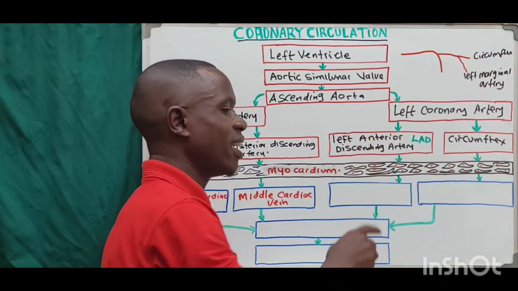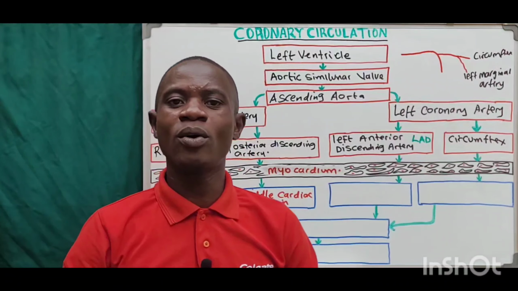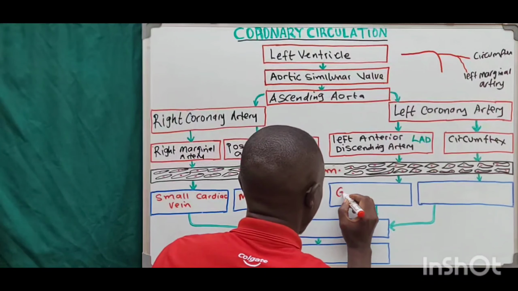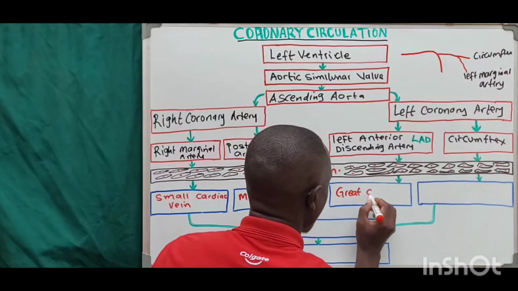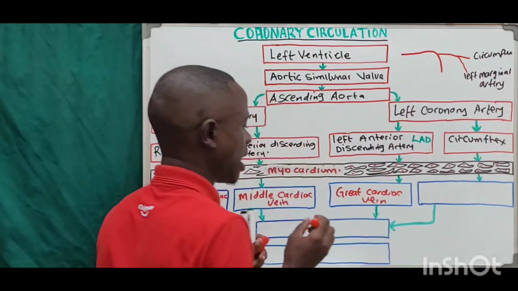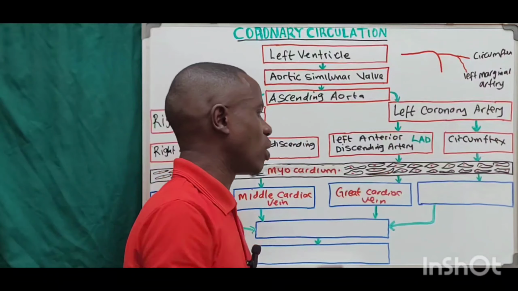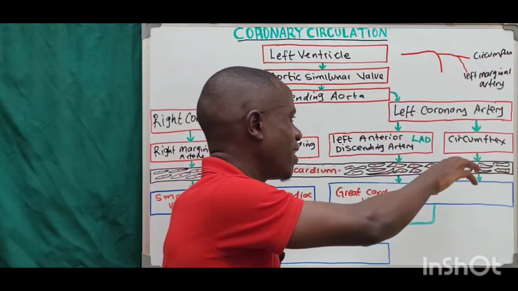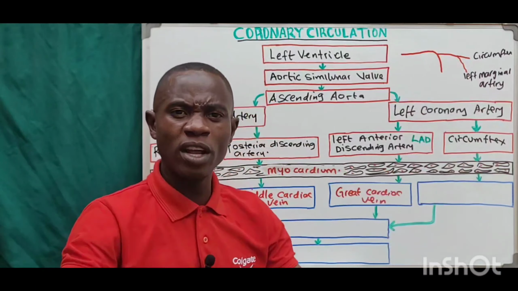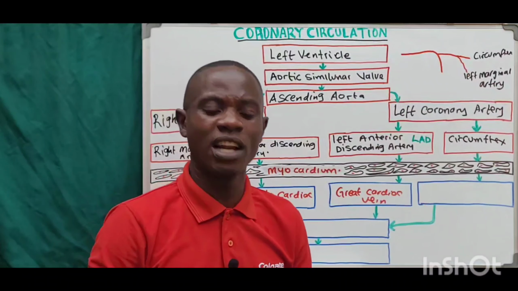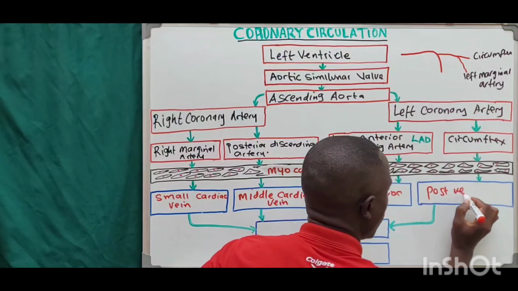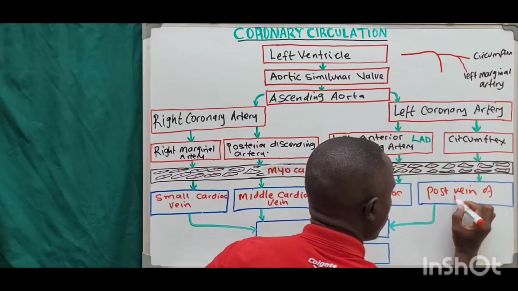will be drained by what we call the great cardiac vein. Okay, the great cardiac vein. And then the last one is the circumflex artery. The area supplied by the circumflex artery will be drained by the posterior vein of the left ventricle. Okay, the posterior vein of the left ventricle.